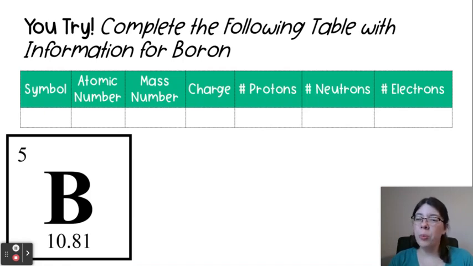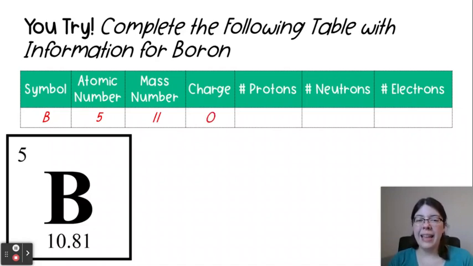Okay, the symbol for boron is the letter B. The atomic number is going to be 5. Remember, that is the smaller of the two numbers present. And then the mass number is going to be the larger of the two numbers. So in this case, 10.81. But don't forget to round it. So 10.81, we're going to round that up to 11. Okay, remember, we can't have a decimal for the mass number because we can't have part of a proton or a neutron. The charge we're not told, so we're going to assume that it is 0.